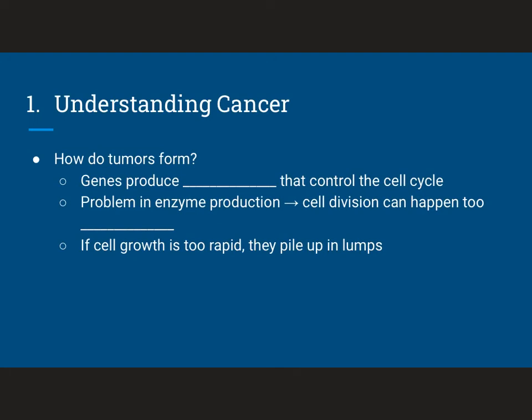Now the question arises, how do tumors form? We do have different types of tumor, and we'll look into it in the next slide, but how do they form? First, we'll have to know how cells reproduce. So first, genes produce enzymes that control the cell cycle. These enzymes are basically different types of signals that tell the cells to go on to the next phase of cell division. Now, when we have a problem in this enzyme production, cell division can happen too fast or too quickly.